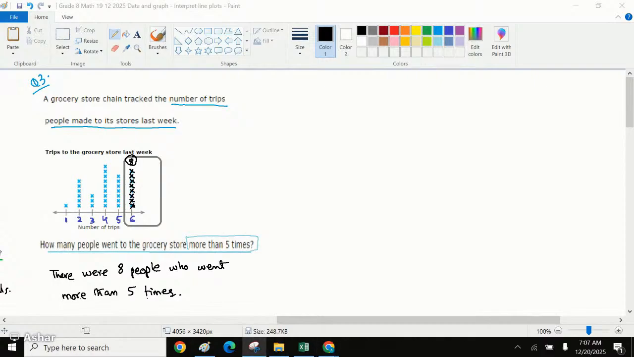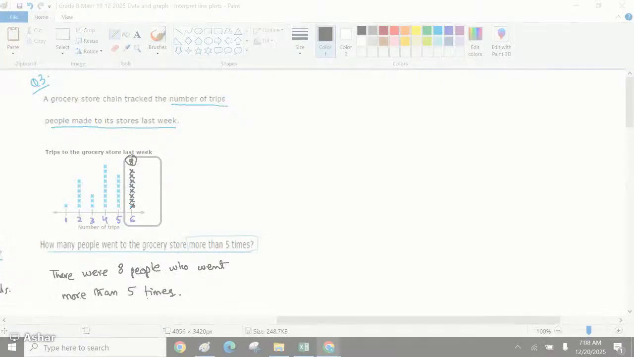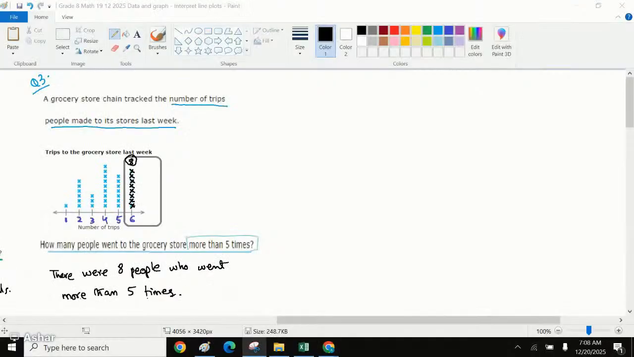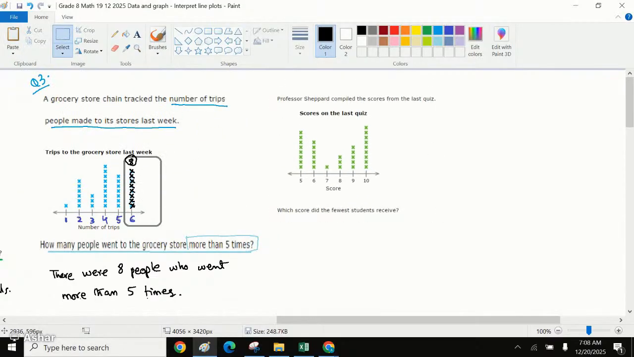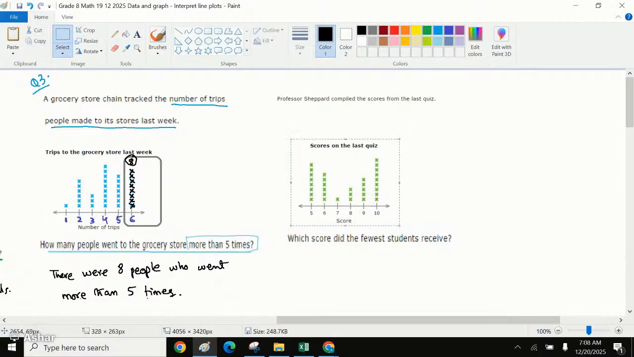The next question says, I'll just copy this so that we are able to see it. Okay, this is the next question. We rate this as question number 4. Let's increase the size so that it is readable.